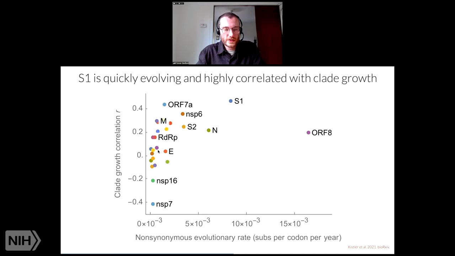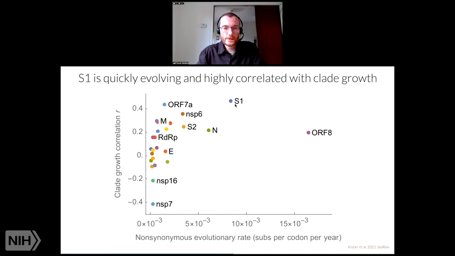All of this other stuff, which is generally more functionally constrained genes as it should be, is evolving more slowly and doesn't show this clade growth correlation. ORF8 is an interesting outlier, which tends to get knocked out repeatedly. So it looks like it's generally under less selective constraint. There might be some correlation here, but much of this fast rate of evolution is just due to the fact that you can knock out ORF8 and still have a virus that is functional and can replicate and transmit.